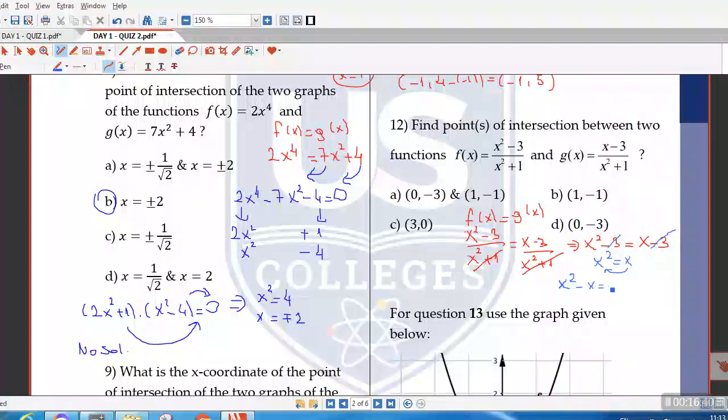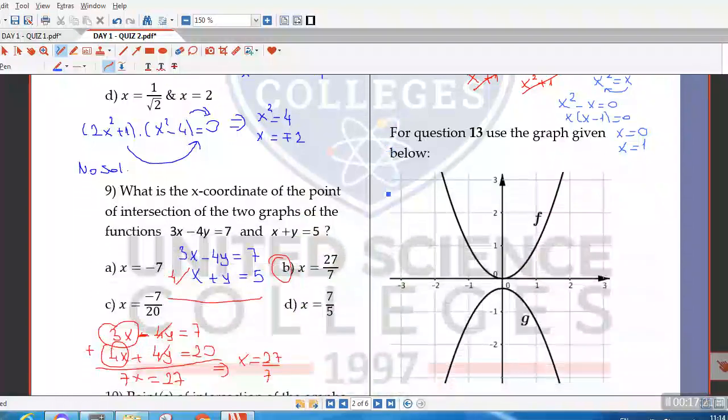I cannot cancel x, it doesn't work, so I have to collect all the unknowns on the same side. x squared minus x is equal to 0. x can be taken as a common factor. x times x minus 1. So there are two solutions, which are 0 and 1. So I am looking for the points 0 for x, 1 for x. You may also write 0 in one of the functions. If you write 0, negative 3 over plus 1 will be negative 3. If I write 1, minus 3 over 1 plus 1, negative 2 over 2 becomes negative 1. The answer of question 12 is A.